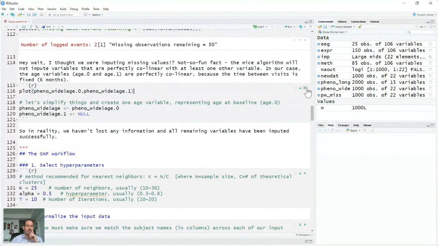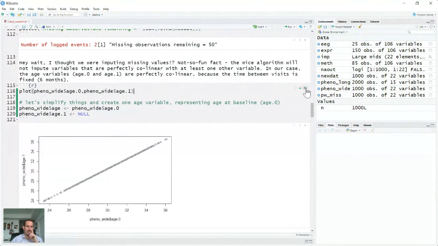And we can look at what happened here. That's because age was measured at 2 time points, right? At time point 0 and 1. But age is completely dependent on time point. And remember, it's a wide data set. So it turns out that age 0 and age 1 are perfectly collinear, because the time difference between follow-up in this fictitious data set is the same for everybody. In this fictitious data set, it was 6 months apart.